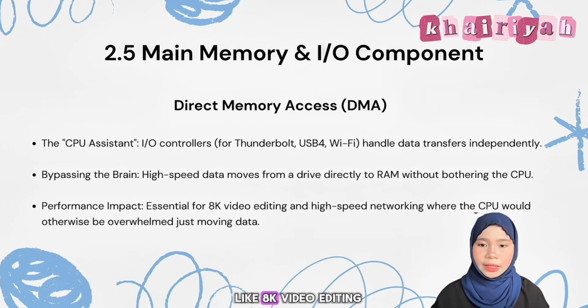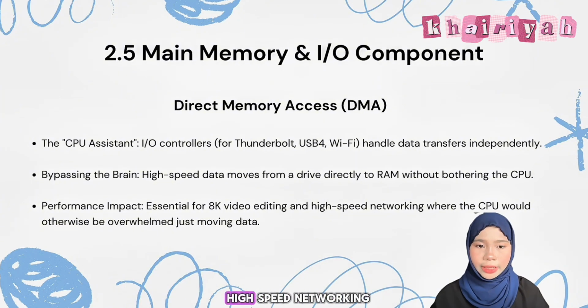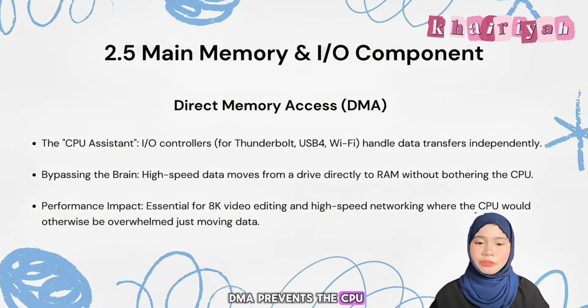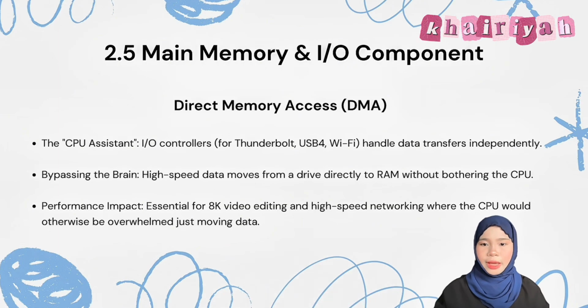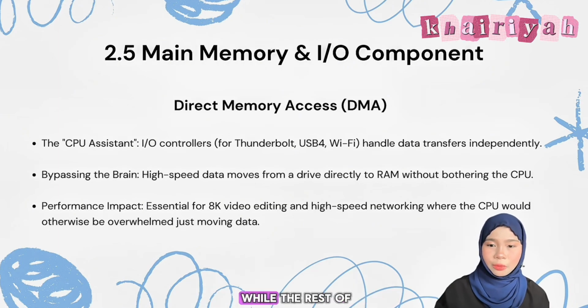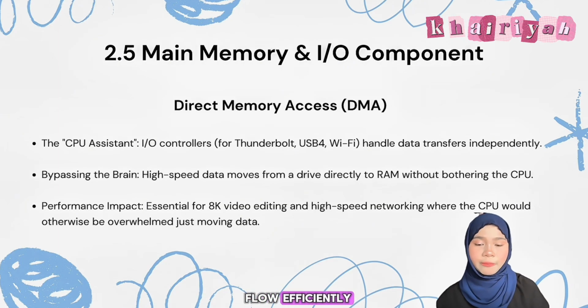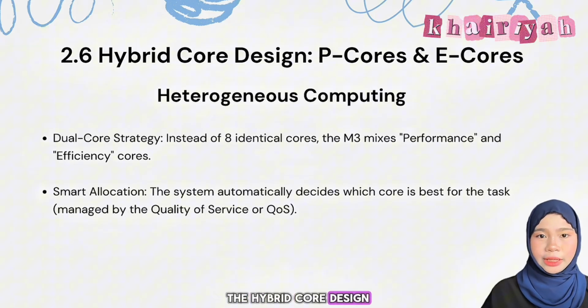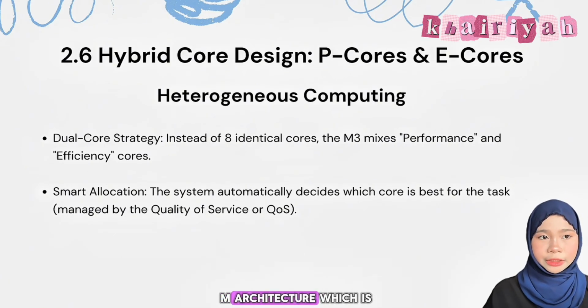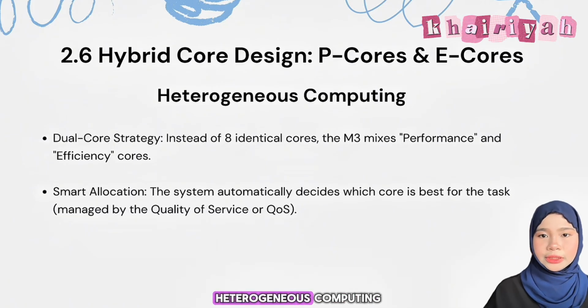For demanding tasks like 8K video editing, fast file transfers, or high-speed networking, DMA prevents the CPU from being overwhelmed by simple data movement. As a result, the CPU can focus on computation while the rest of the system handles data flow efficiently. Next, let's jump into the hybrid core design used in the Apple M3 ARM architecture, which is a great example of heterogeneous computing.